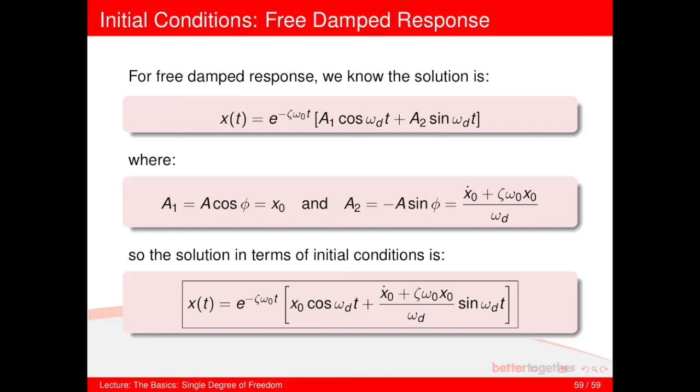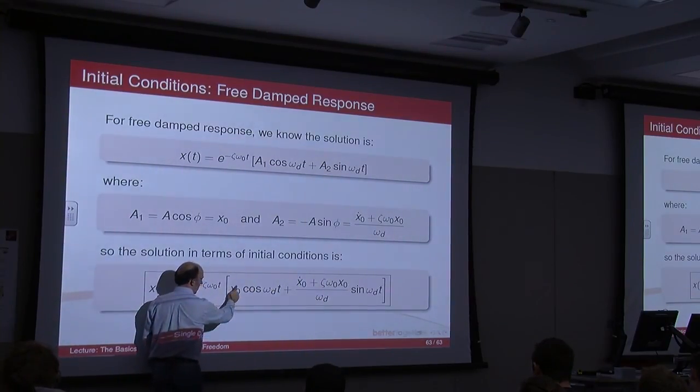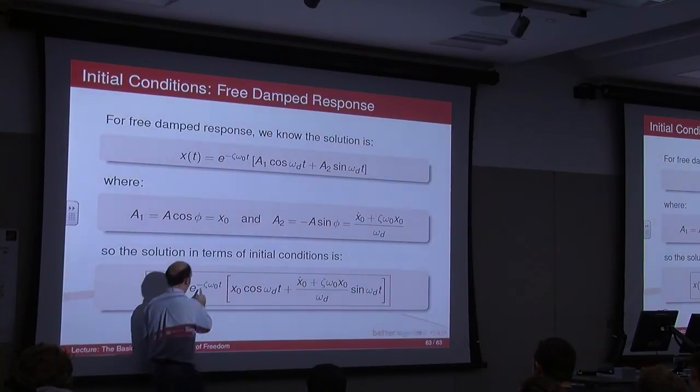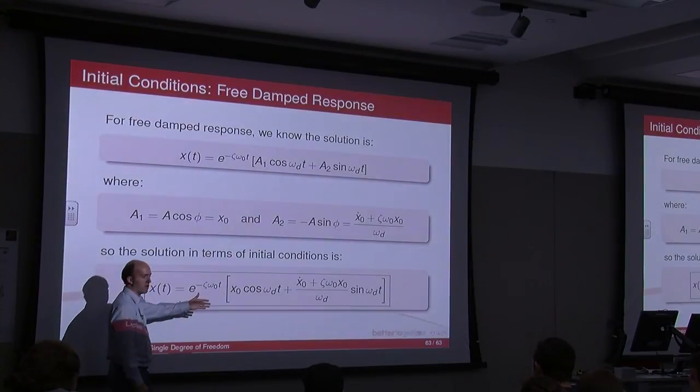So if you've got a free damped system, you can jump straight to it, because if you know the initial conditions, here and here, you can work out what zeta is, and omega naught and omega d, you can just plug the numbers in and you get the same solution.